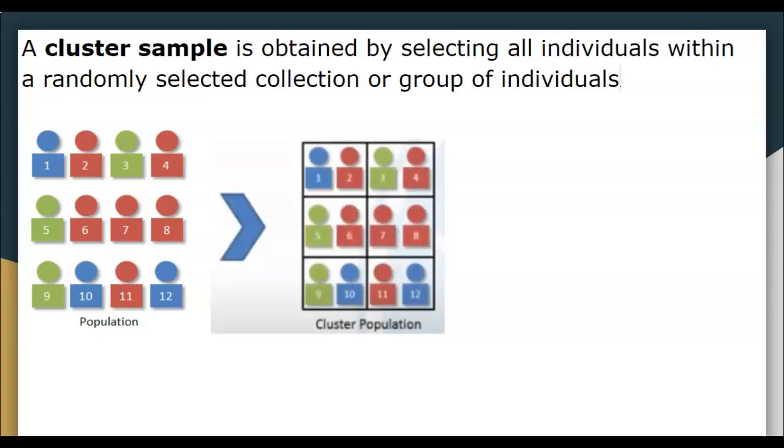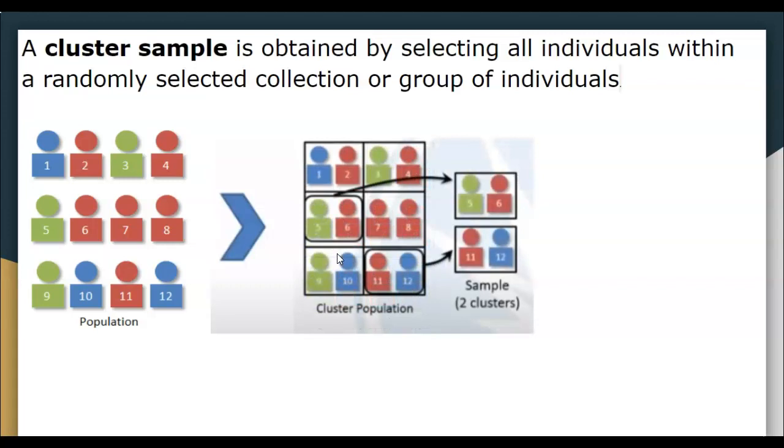Now take note of this. The clusters each have to be mixed. They have to represent the population. Cluster sampling is only when the population is already grouped together, and you're not sorting them at all. They're already clustered, and each of the clusters really represents the whole population. So if I have this clustered population, where each cluster represents my population, then I'm just going to randomly get samples from those two clusters.